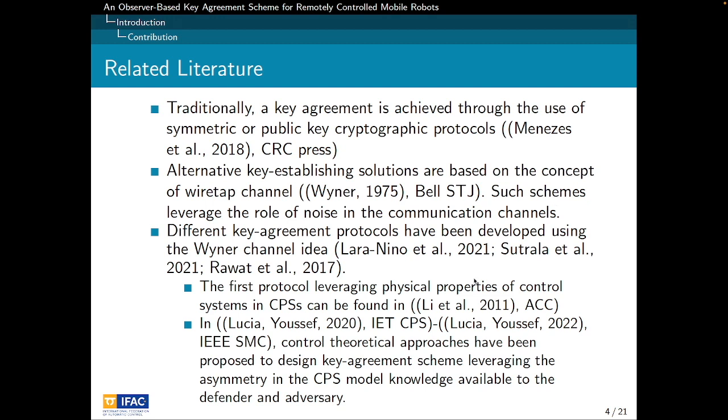The first protocol leveraging physical properties of control systems in CPS can be found in this paper, and after that, in these two papers, control theoretic approaches have been proposed to design key agreement schemes leveraging the asymmetry in the CPS model knowledge available to the defender and the adversary.